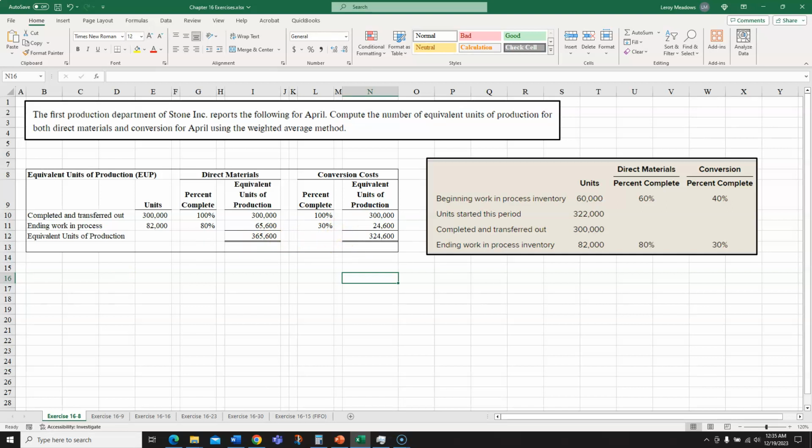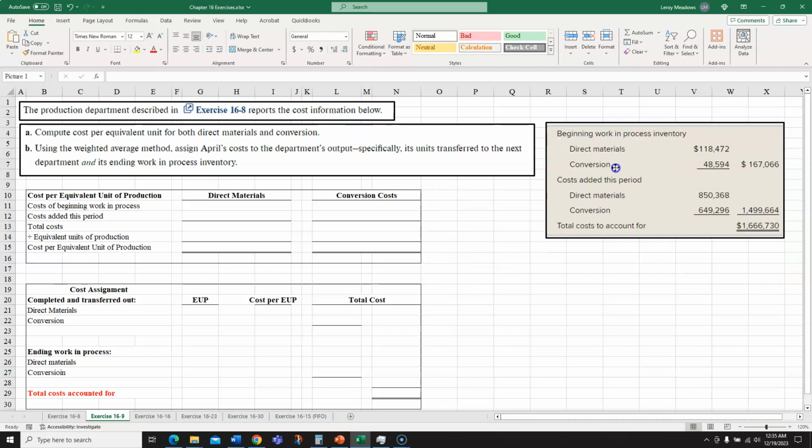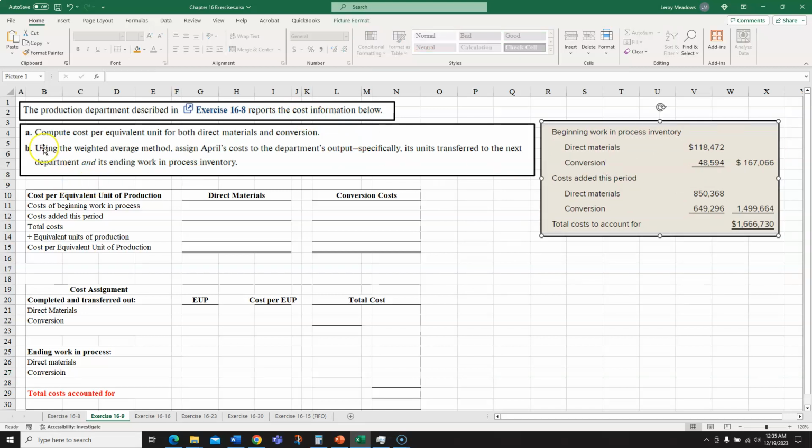Now, let's look at the next exercise here. It says the production department described in exercise 16-8, which is the exercise we just completed, reports the cost information below. Okay, and then it says A, compute the cost per equivalent unit for both direct materials and conversion. And then B, use the weighted average method to assign April's cost to the department's output, specifically its units transferred to the next department and its ending work in process inventory.